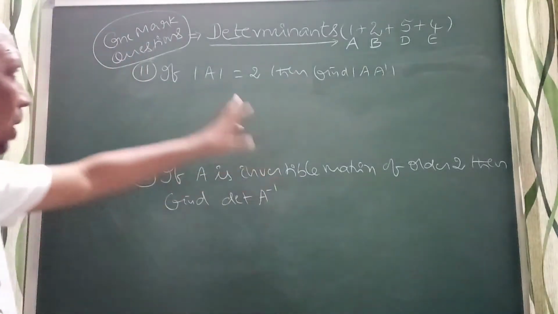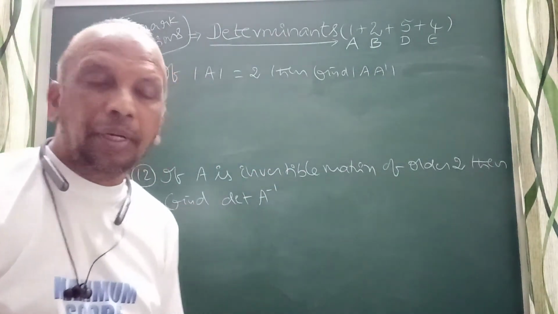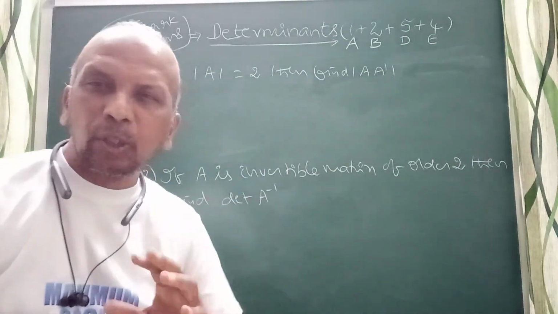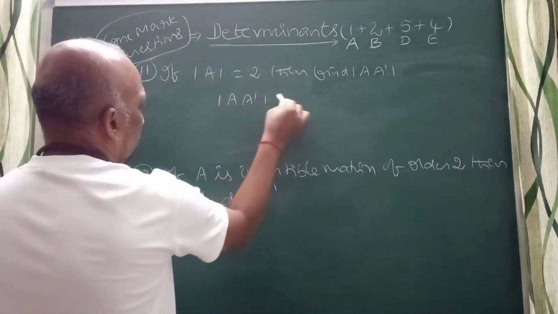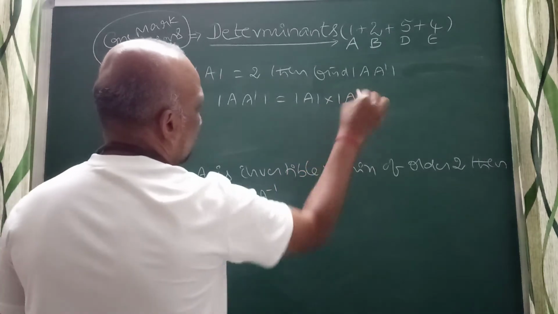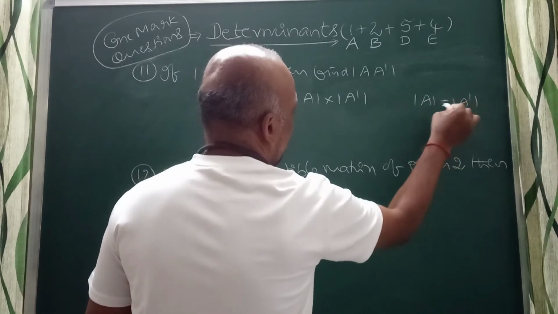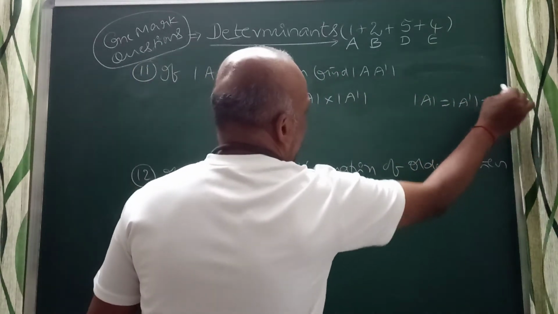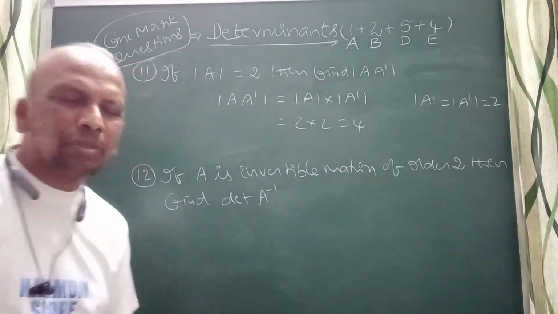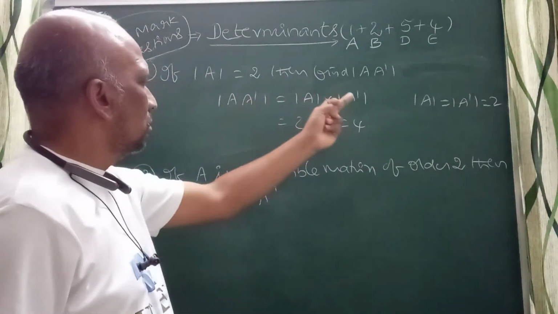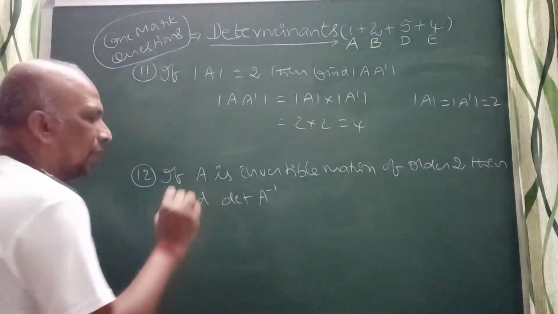Now see in this problem, the given delta A is equal to 2, then find delta of A into A dash, where A dash is the transpose of A. When I am given like this, we know the property: delta of A A dash is equal to delta A into delta A dash, right? And also we know that delta A equals delta A dash. Always these two are the same, which is equal to 2. So you get 2 into 2, the answer is 4.